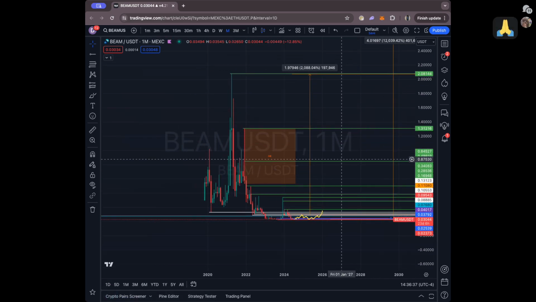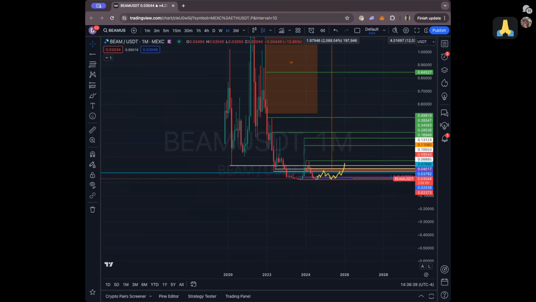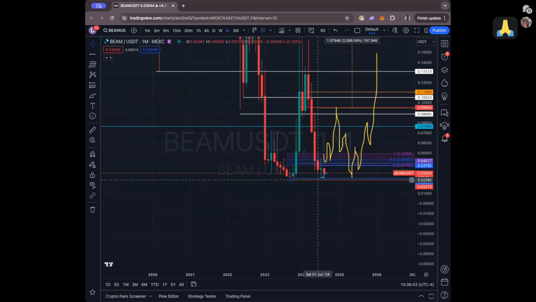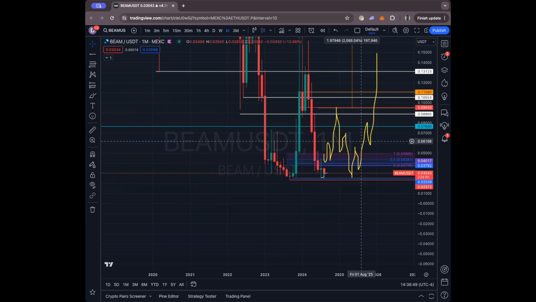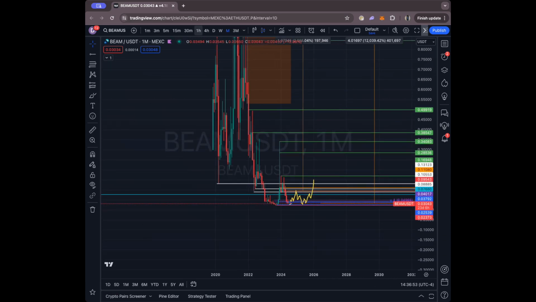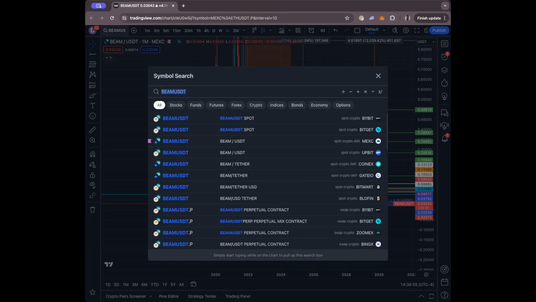But Beam is one of the coins that I've been accumulating slowly. My average right now is a little under 3 cents. Chart-wise, Beam looks phenomenal. It's going to take some time. It might take 5 to 10 years, but I got time. I'll be around in 5 to 10 years. Hopefully you guys will too, to enjoy your profits.